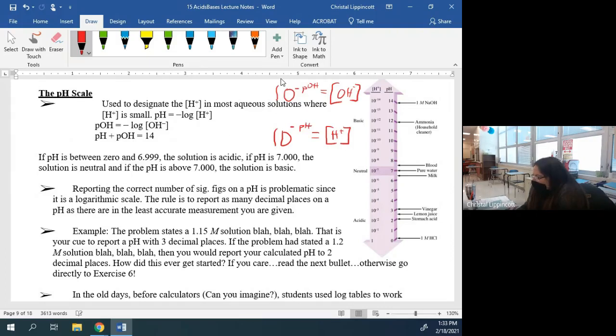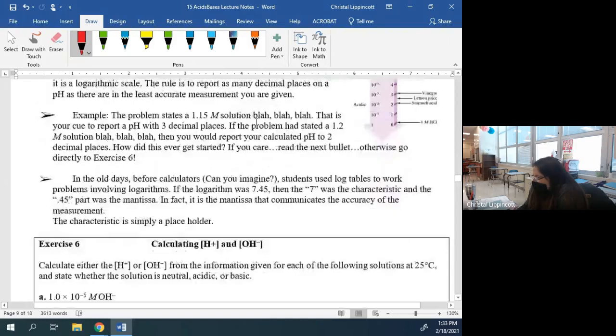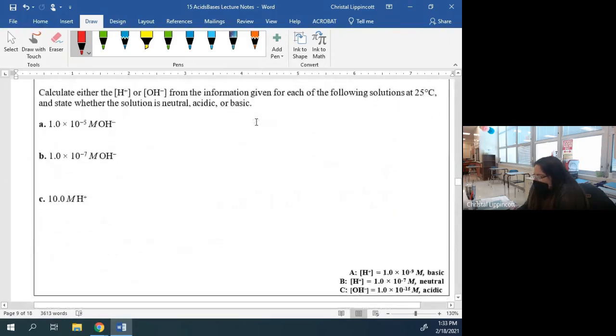Yeah, we're not going to worry too much about pH with sig figs. That's just going to get gross and disgusting.